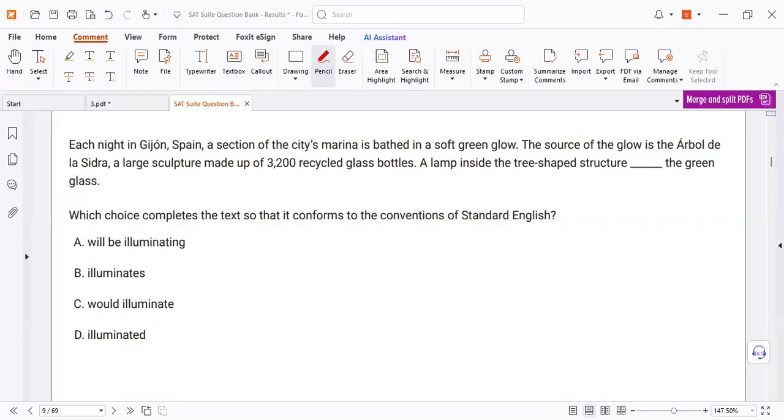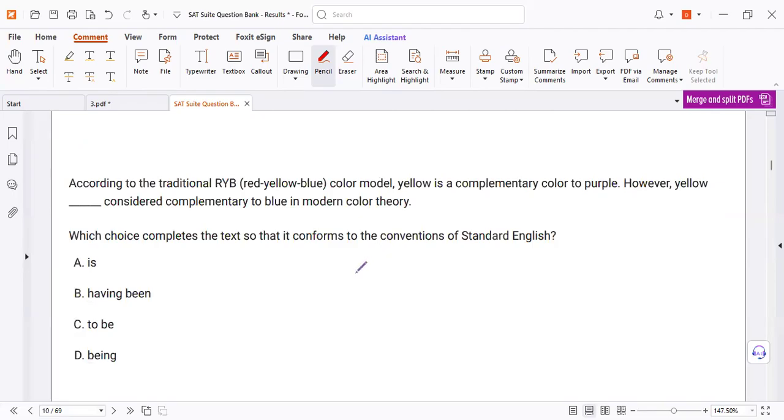Letter B. Letter B presents sample correct scientific facts. Okay, letter A. Letter A, it's correct.